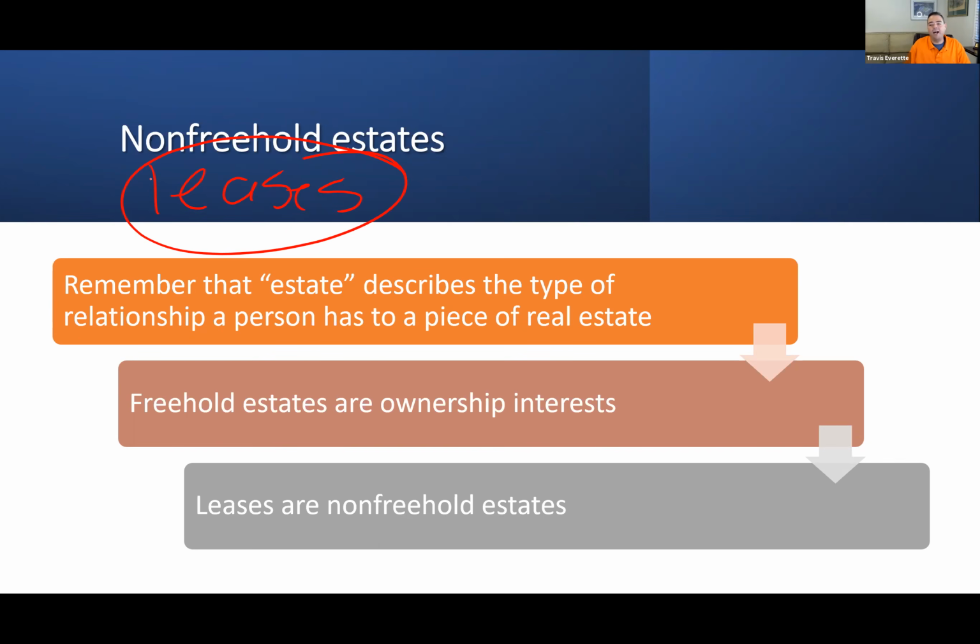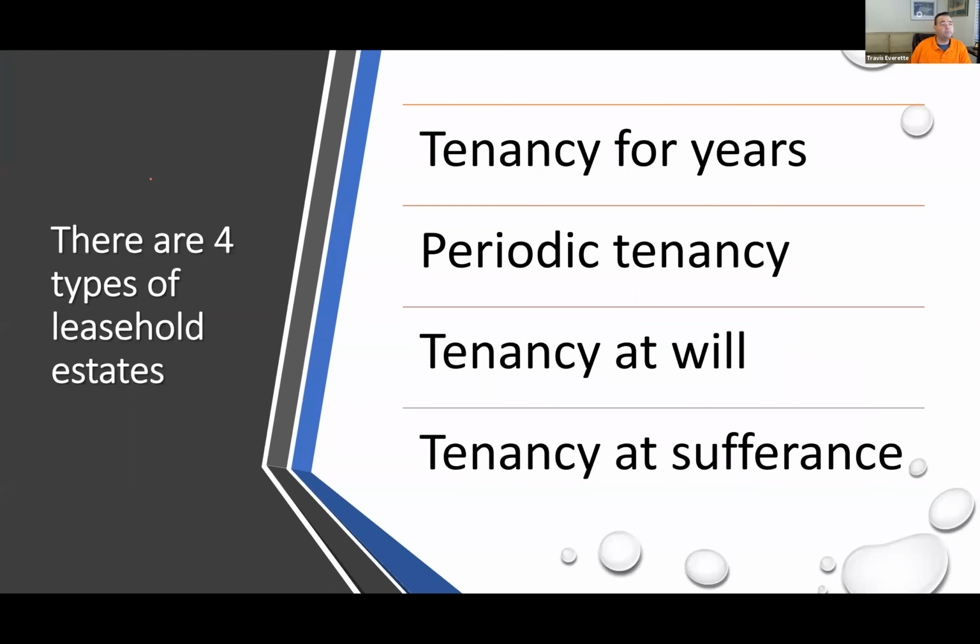So when we talk about non-freehold estates, there's 4 categories of them. And honestly, it's going to be mostly like a vocabulary experience for you. They are really simple to differentiate if you will keep them simple. They can be broken into 4 categories: tenancy for years, periodic tenancy, tenancy at will, or tenancy at sufferance. Those are the 4 categories of non-freehold estates or leasehold estates.